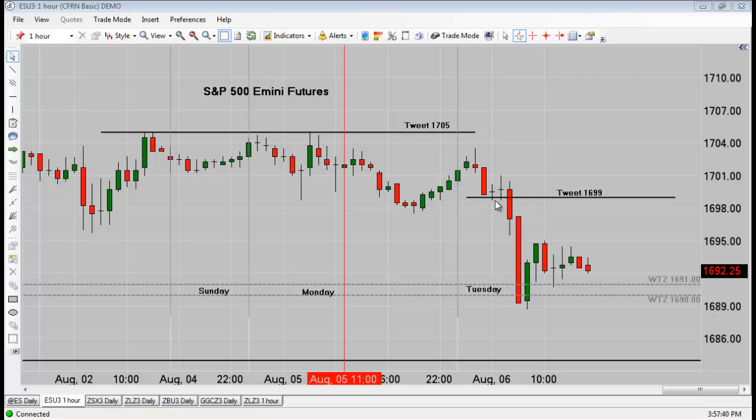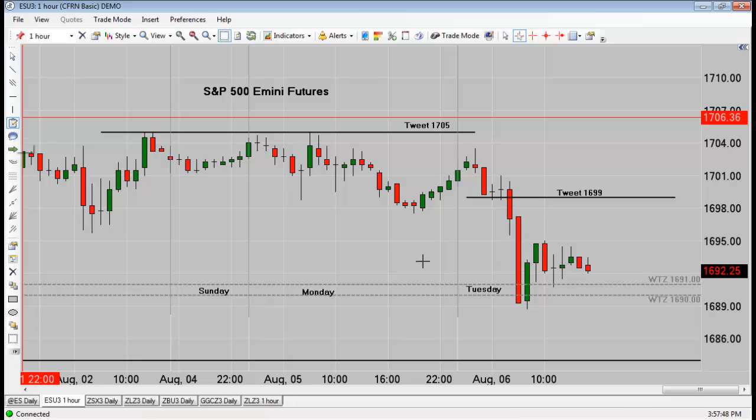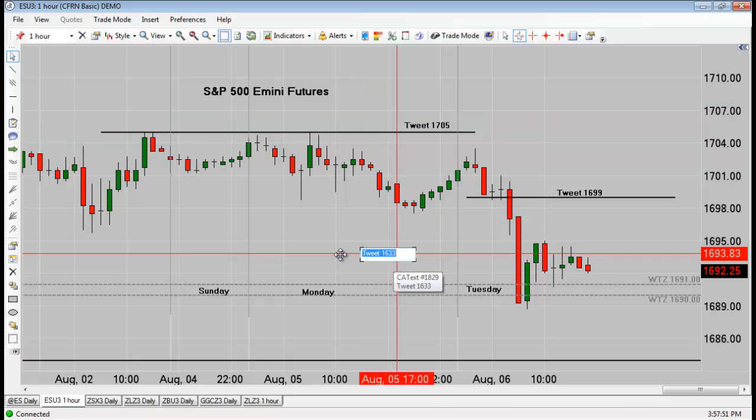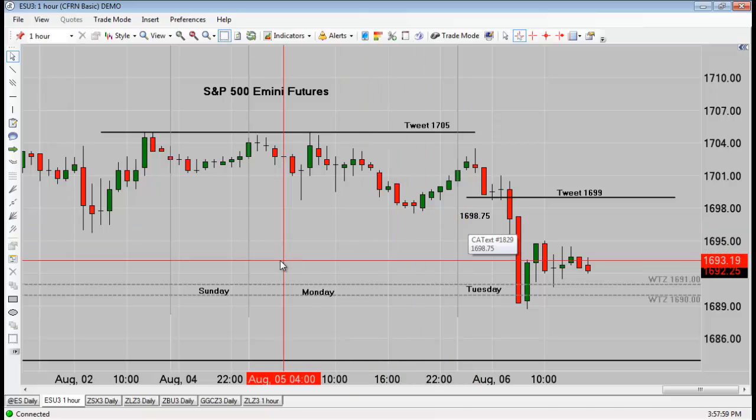Now on this candle, and these are hourly candles, the swing low was 1698.75. That number is important. Let me write it down. 1698.75.